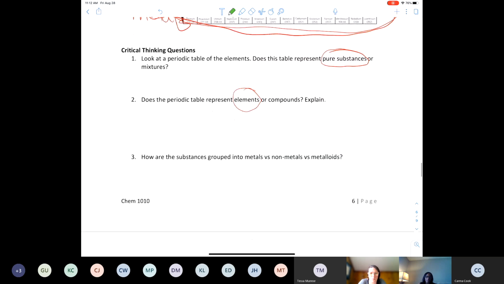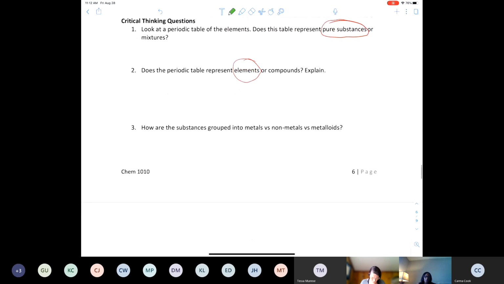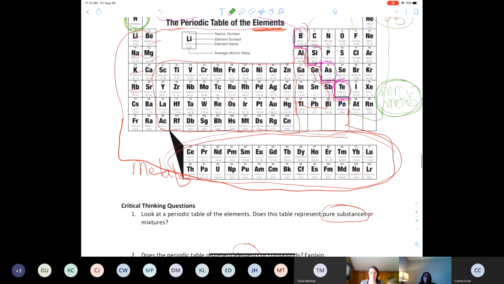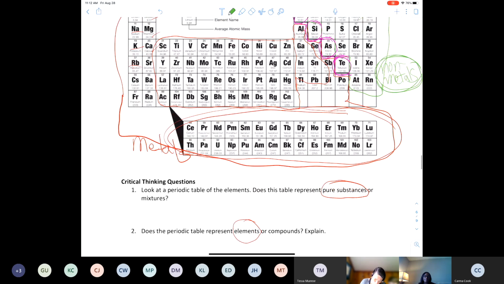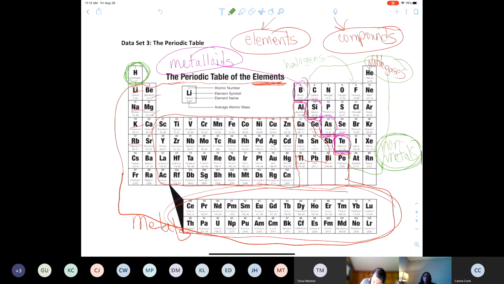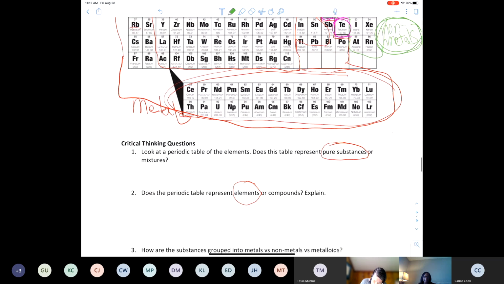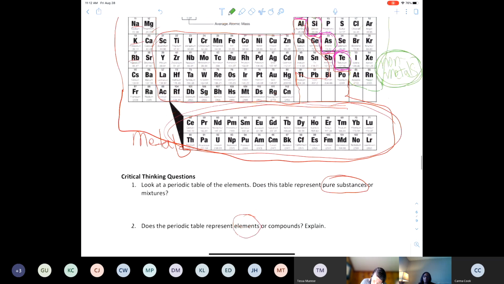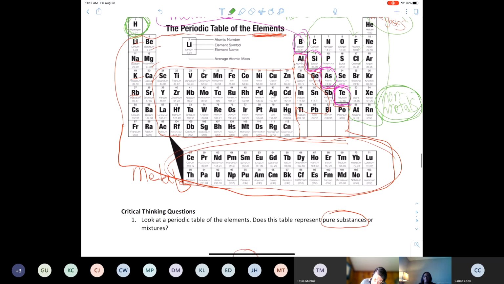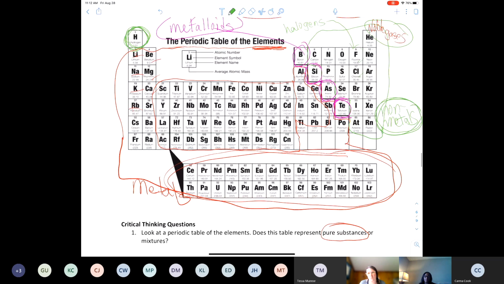So to answer that question, you can just give a brief sentence describing that. You can say the metals are on the left-hand side and the bottom of the periodic table. The nonmetals are found on the farthest right side of the periodic table. And the metalloids are along the stair step in between the two. Metalloids have both metal and nonmetal characteristics.